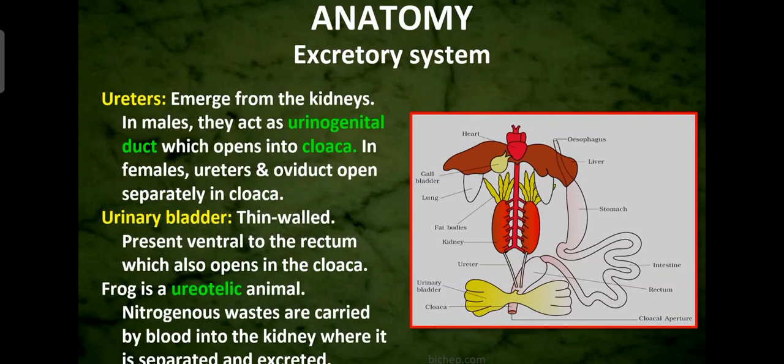So frog is a ureotelic animal. Ureotelic means it excretes nitrogenous waste in the form of urea. These nitrogenous wastes are carried by the blood to the kidney, where they are separated and excreted. So kidneys form the urine, and frogs are ureotelic animals.